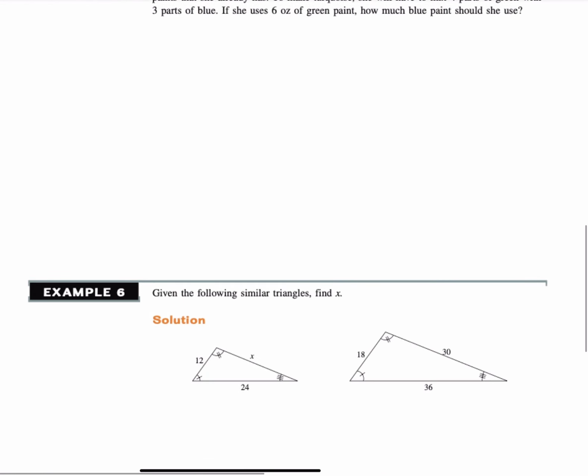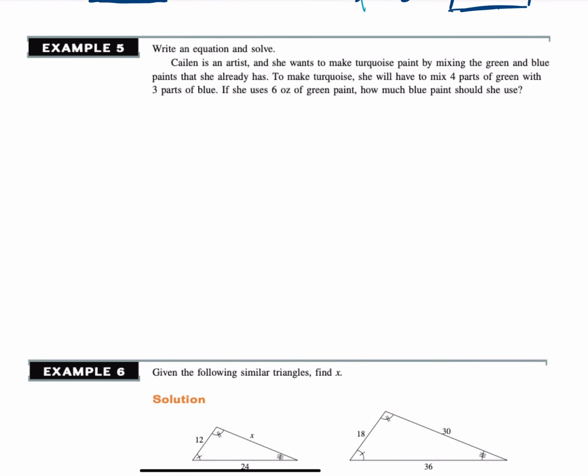All right, let's look at example 5. So we have a word problem. So let's read through and try to get the information that we need. So it says Kaylin is an artist and she wants to make turquoise paint by mixing green and blue paints that she already has. To make turquoise, she will have to mix 4 parts of green with 3 parts of blue. So that's a ratio. And then we know that she's using 6 ounces of green paint, and we want to find out how much blue paint she should use.